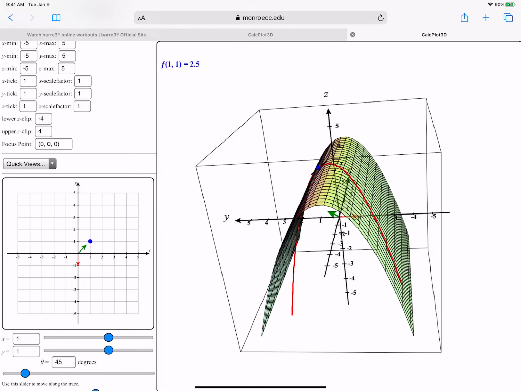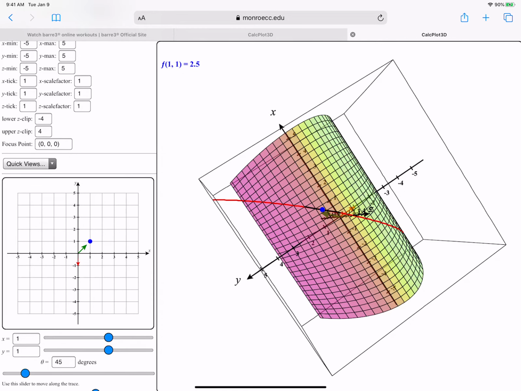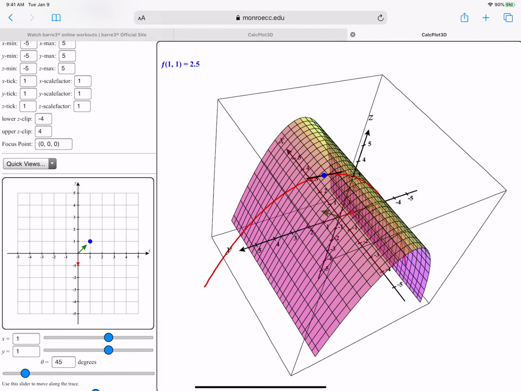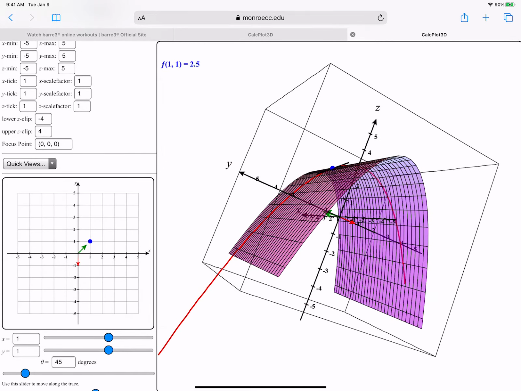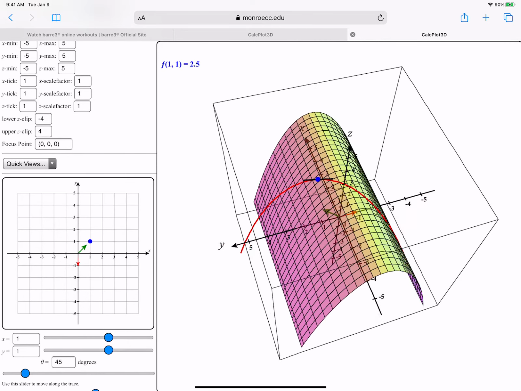And we want to go in the direction of the vector 1, 1. So there, that's a really good shot of that. So there is that direction that we want to go through that point, and we're looking at finding what that little tangent line is there at that point. Okay, so that's the idea of what we're doing.